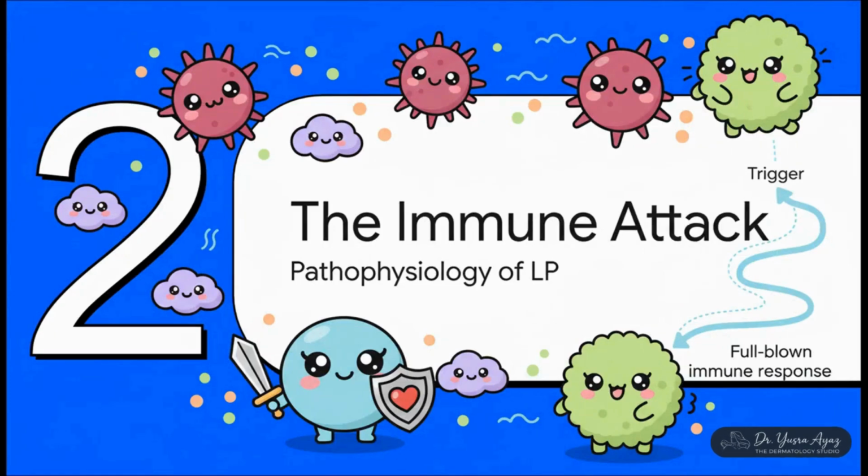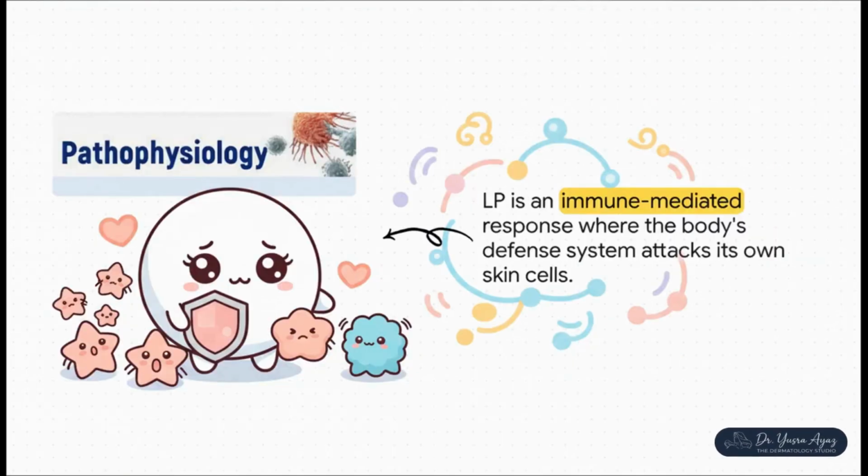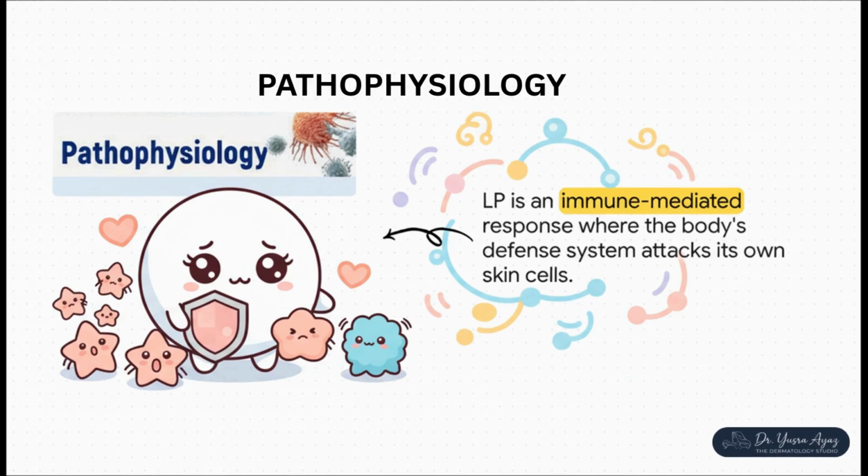All right, so we've seen what it looks like from the outside, but what is actually causing those purple bumps and all that itching? Now we're going to go deeper, right down to the cellular level to see this immune attack as it's happening. And this really gets to the heart of it. At its core, Lichen Planus is an immune-mediated disease. It's basically a case of friendly fire. The body's defense system, the one that's supposed to be fighting off germs and viruses, gets confused and starts targeting its own healthy skin cells by mistake.